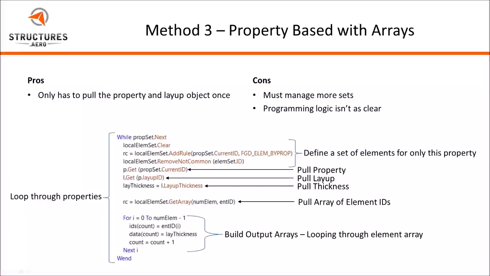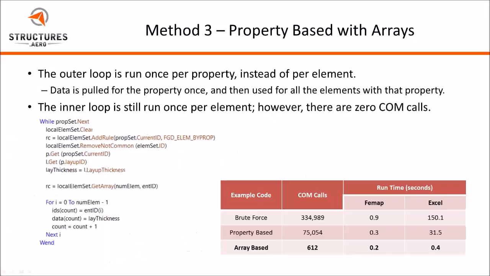And then the loop now has no COM calls in it. So the difference being here, we still have all of these COM calls that have to happen to get to the property data, but there are no COM calls in that bottom loop. So the loop that is running per element has no overhead associated with it. It can run natively inside of Excel and not slow anything down. So you'll notice the difference here. Again, Femap, it's native code. The difference is not huge. But in Excel, we're noticing a gigantic difference.